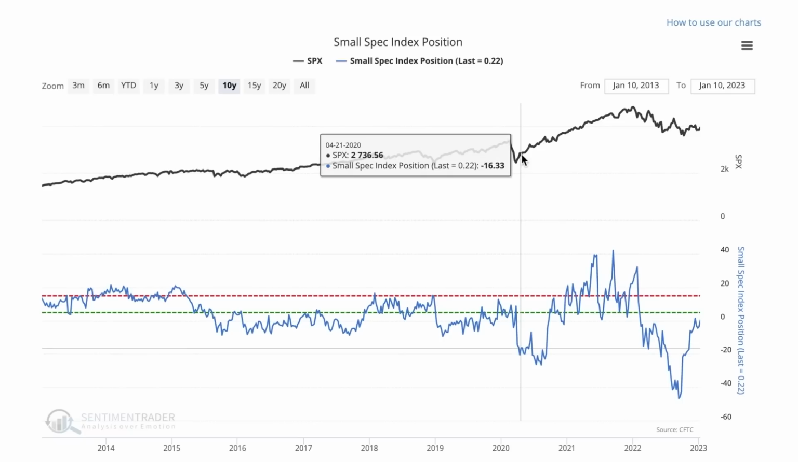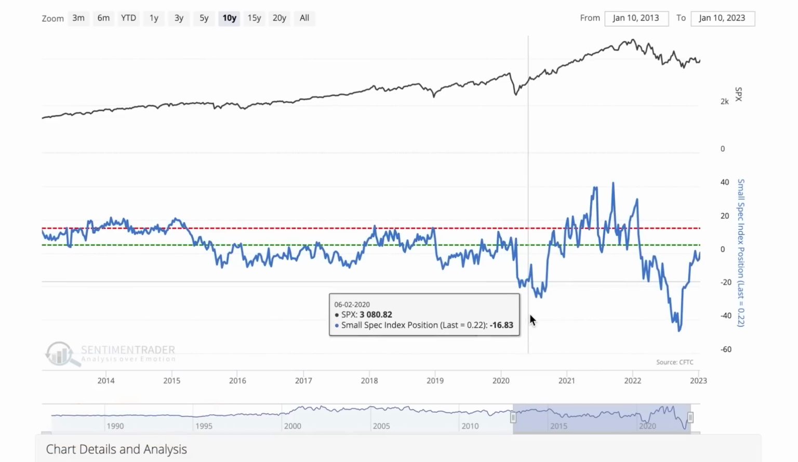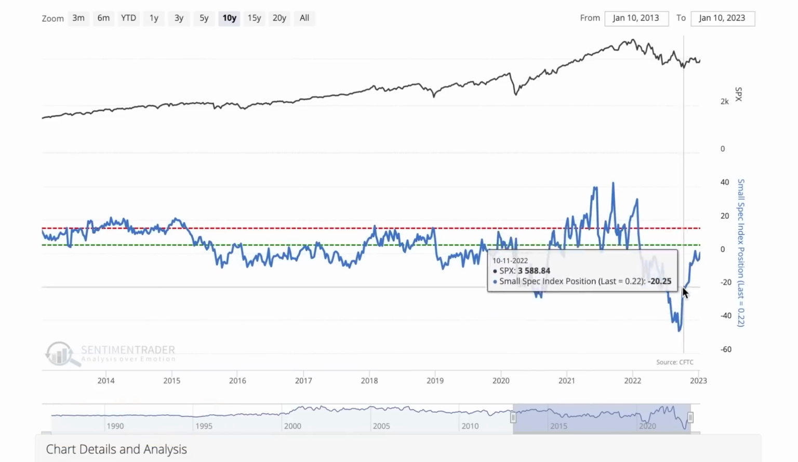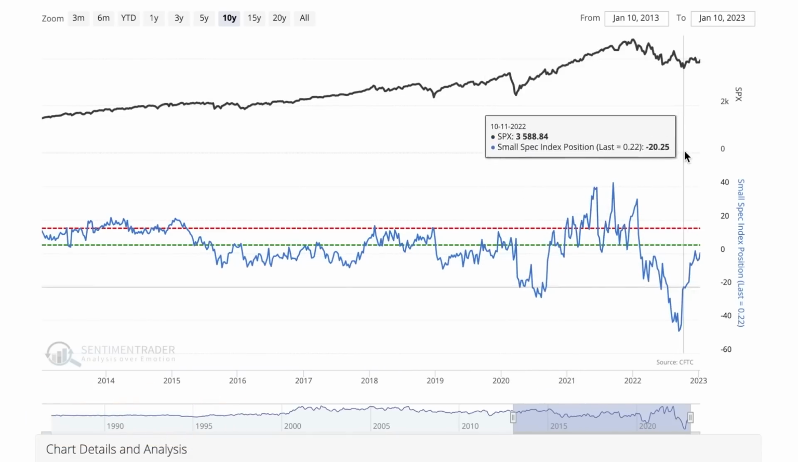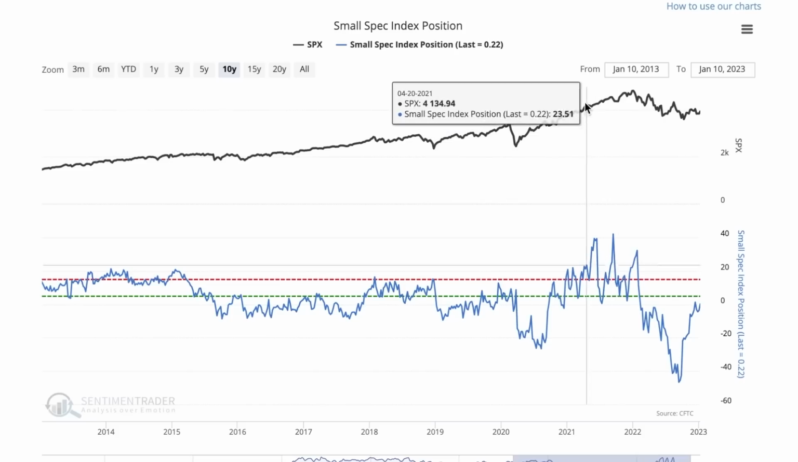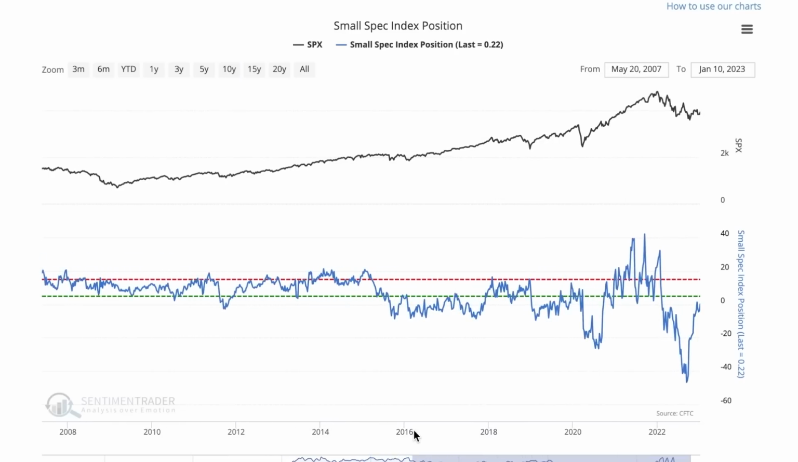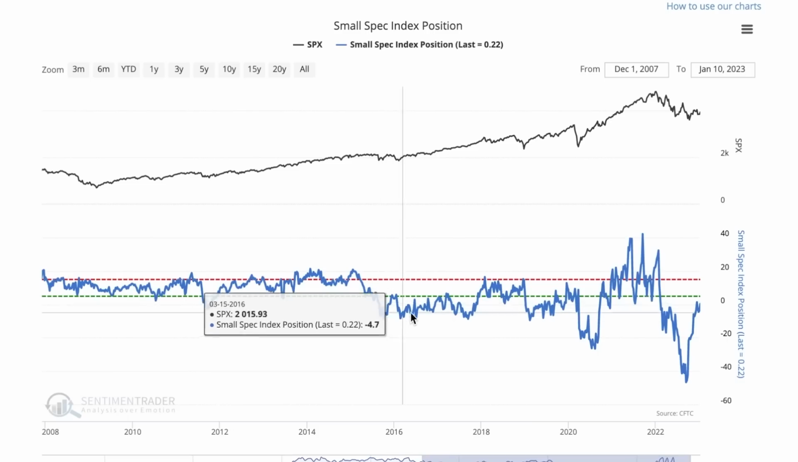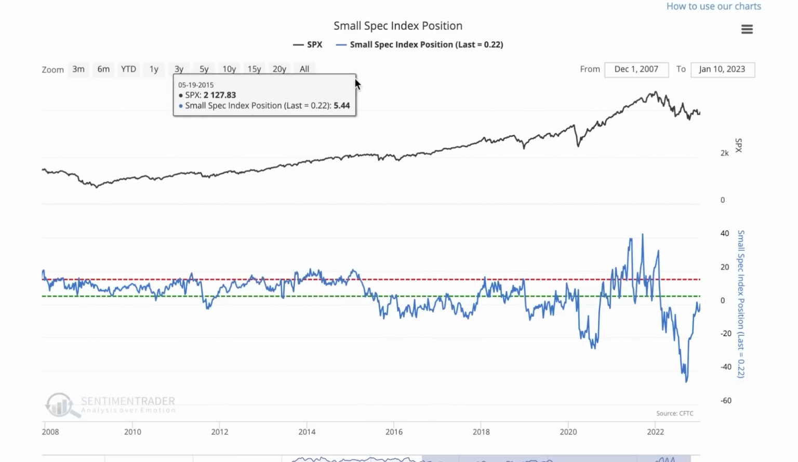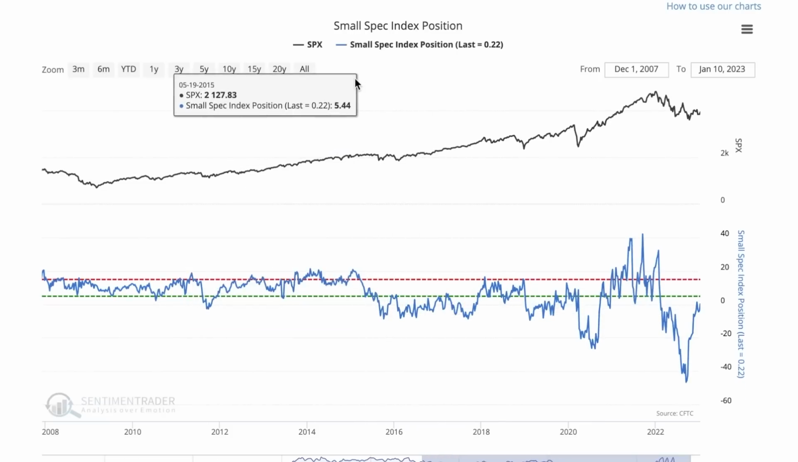Small speculators were betting against the market right here in May of 2020, right as the market was about to go on one of its largest bull runs. You can see on this rally that we are indeed seeing dumb money, so small speculators, come back into the market. Now, objectively, you're not at the extreme levels that you typically see near the top of markets, like you had in 2021. In fact, we're still below that green line here. So this indicator, at least, is showing that there's still quite a lot of fear amongst these speculators.